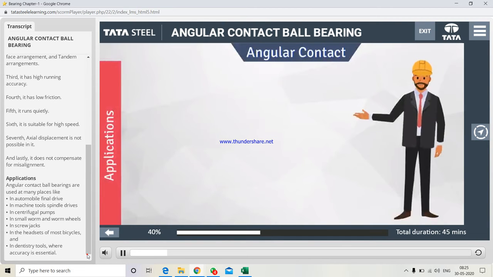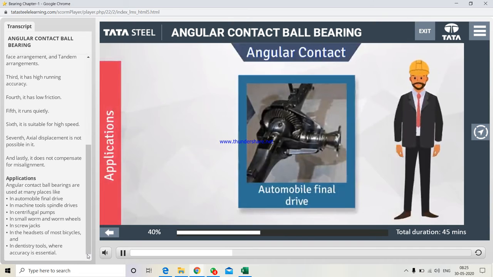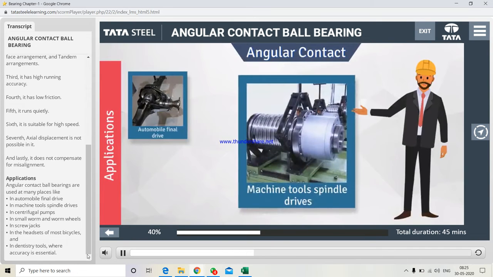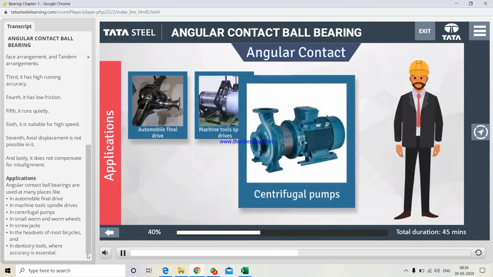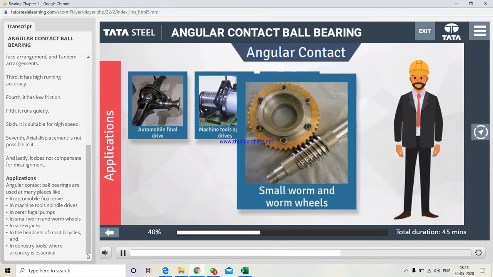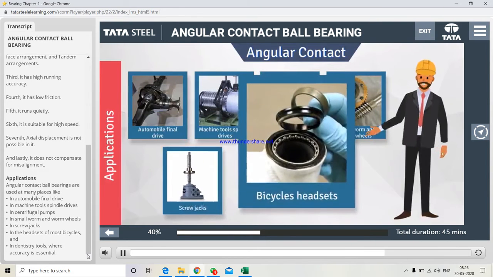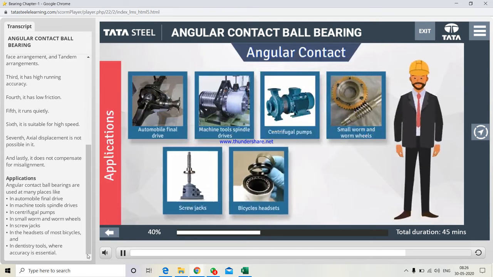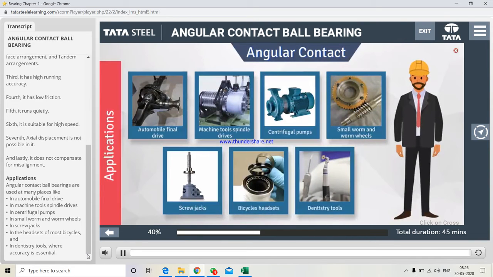Angular contact ball bearings are used at many places, like in automobile final drive, in machine tool spindle drives, in centrifugal pumps, in small worm and worm wheels, in screw jacks, in the headsets of most bicycles, and in dentistry tools where accuracy is essential.